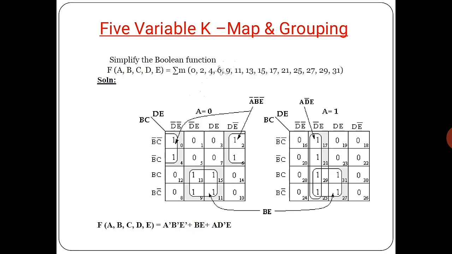Now we can see one of the problems. In this problem we are going to mark the min terms 0, 2, 4, 6, 9, 11, 13 and 15. These values will be filled in the leftmost Karnaugh map. The remaining values 17, 21, 25, 27, 29 and 31 will be filled in the rightmost Karnaugh map. The input values of B, C, D, E will be more or less the same for both maps. The leftmost map has the value of A equal to 0. The rightmost map has the value of A equal to 1.